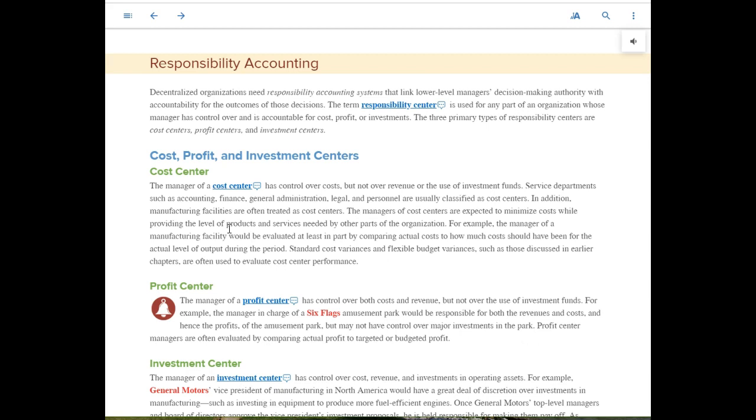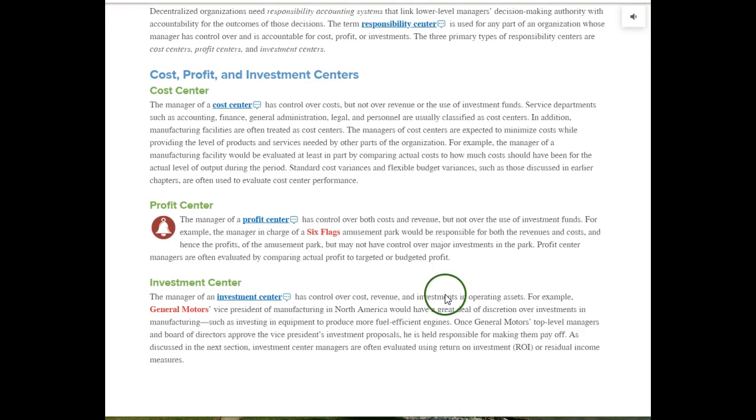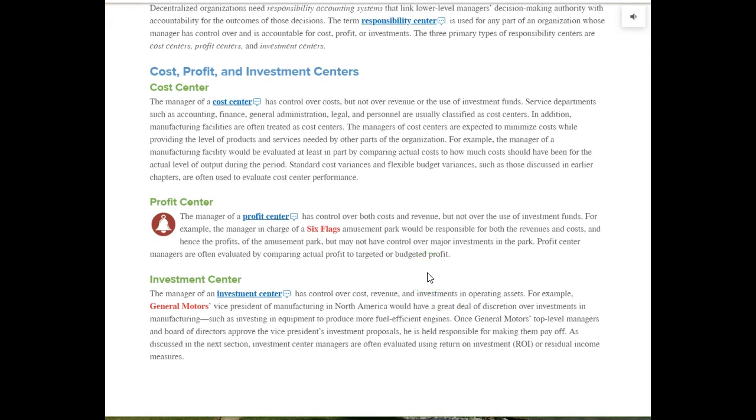A profit center, on the other hand, is a business segment whose manager has control over cost and revenue, but no control over investments and operating assets. So in these divisions, they do generate profits. These can be departments within a store, they might be selling clothing in one area and then home goods in the other area. So they try to generate profits by increasing revenues, but they also have costs that they incur.